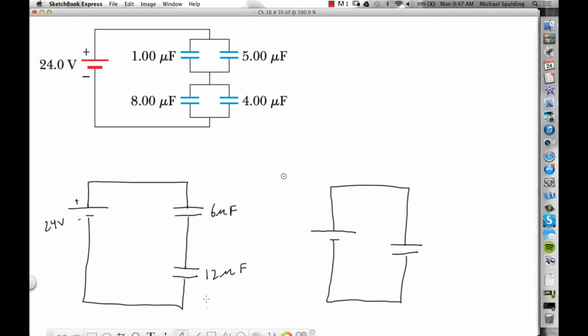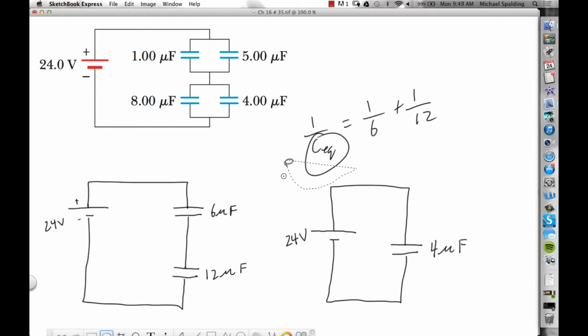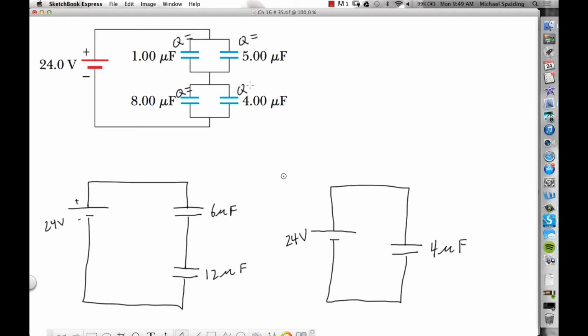so simplifying two capacitors in series, how do you do that? The 1 over equation. We're going to go 1 over the equivalent equals 1 over 6 plus 1 over 12. When you do the algebra and solve for the equivalent, you're going to get 4 microfarad. All right, so now, how do we figure out the charge on each of the capacitors in the original diagram? So we're looking for the charge on this guy, this guy, this guy, and that guy, where Q is charge.